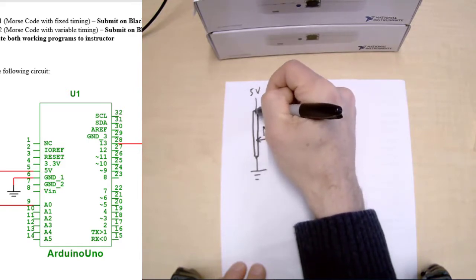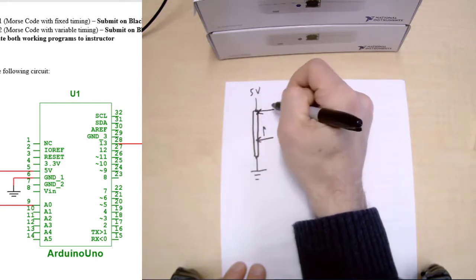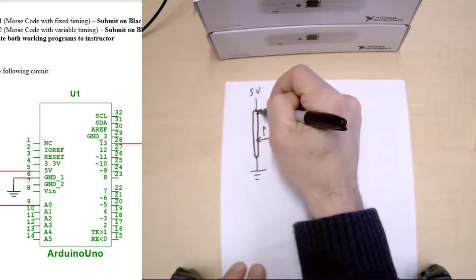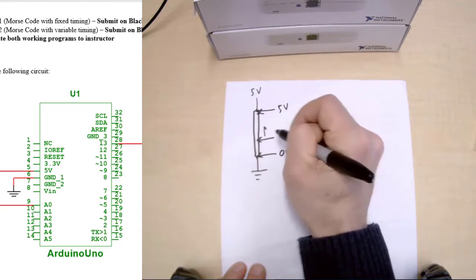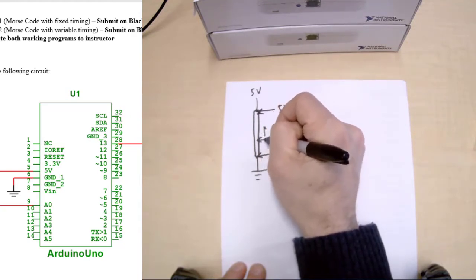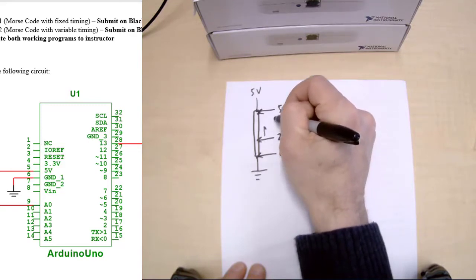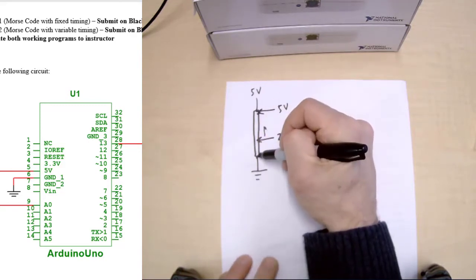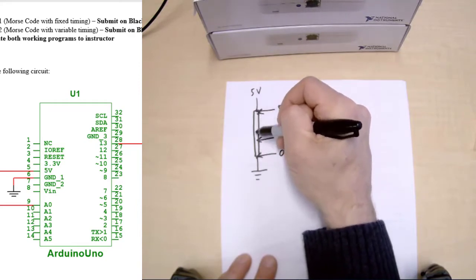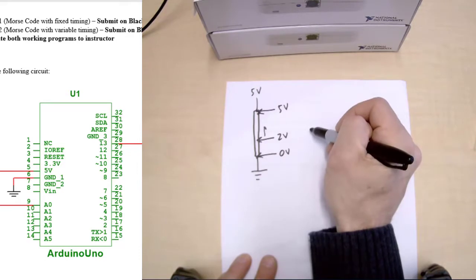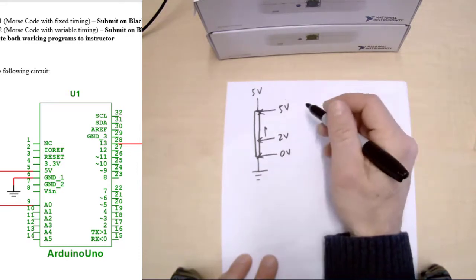When you slide up all the way to this end, you get the full 5 volts out of the potentiometer. When you slide it all the way down to the bottom, you get 0 volts. And if you're somewhere in the middle, like this is about, say, 2/5 of the way up, you get, say, 2 volts, 2.5, whatever. So it gives you a way of producing a varying voltage, and then you can use that varying voltage in your program to vary some other kind of variable.